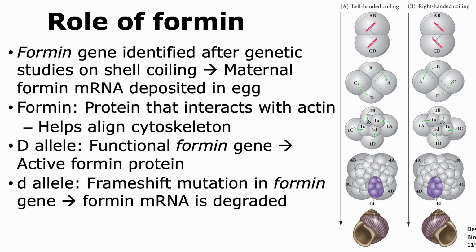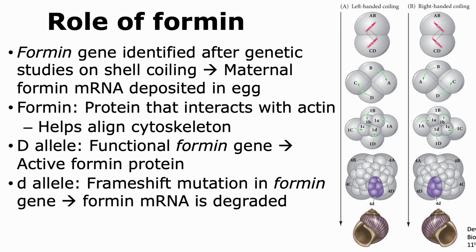The small d allele, on the other hand, corresponds to a formin gene that has a frameshift mutation. Thus, the messenger RNA is unable to be translated to give rise to a functional protein. Due to this, the formin messenger RNA is degraded.